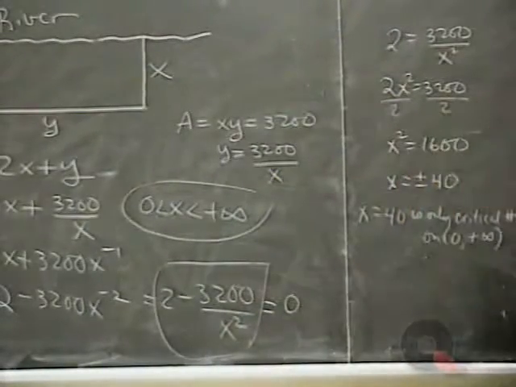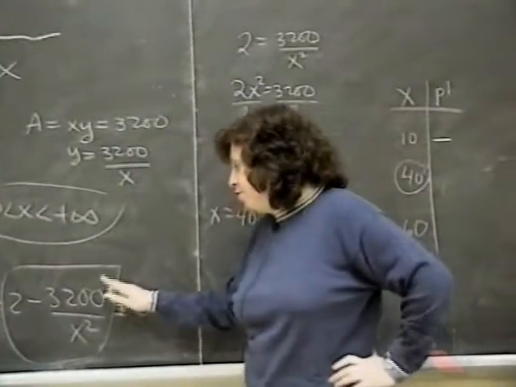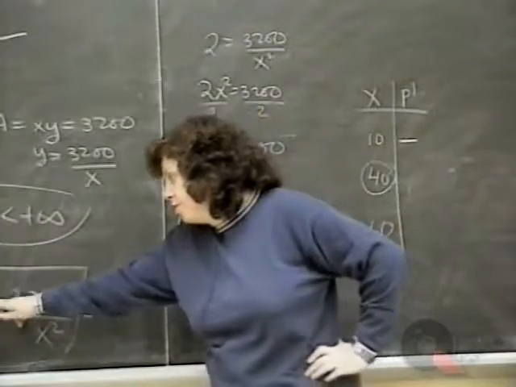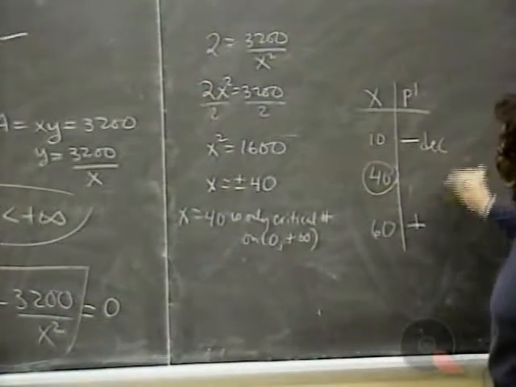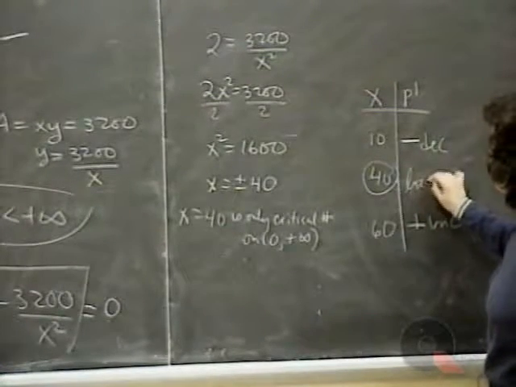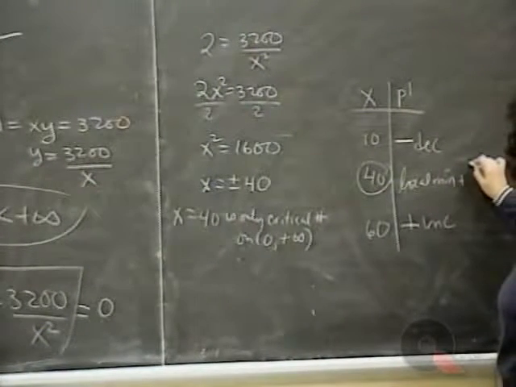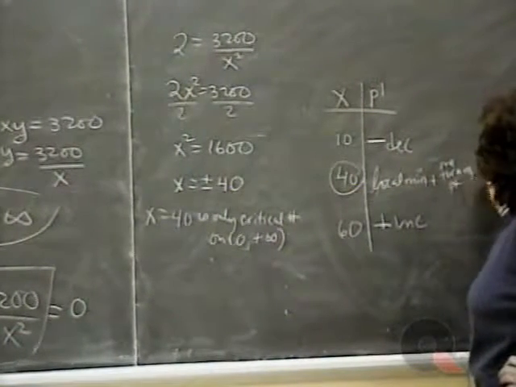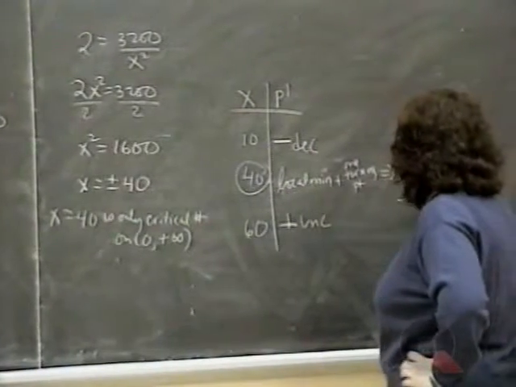2 minus 32 is certainly negative. Substituting 60, 2 minus 3,200 over 3,600. 3,200 over 3,600 is certainly less than 1, and 2 minus something less than 1 is certainly positive. The function was decreasing before the critical number and increasing after, giving us a local min at that point, plus the fact that there is only one turning point guarantees that this is the absolute min.